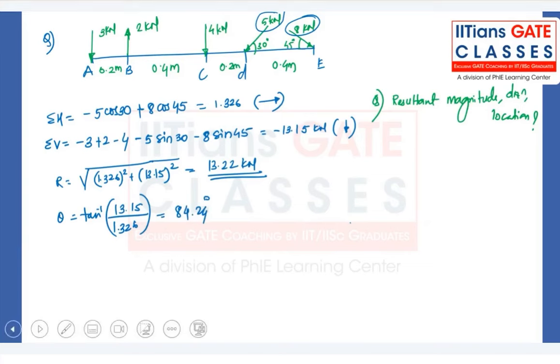Can anyone tell me at what location this force acts? This force is something like this, because it is clear that our horizontal is in this direction and vertical is in this direction, so the resultant is something like this, making an angle of 84.24 degrees. This is how the resultant will be, but at what location will it be?